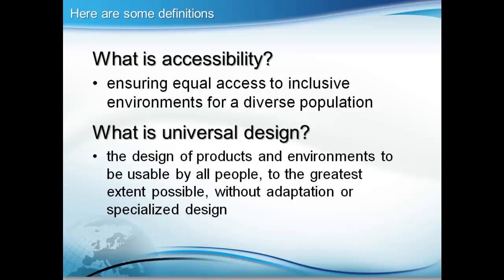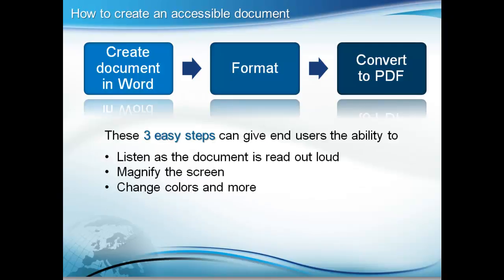Universal design is a little bit of a broader definition, making sure that everything we create can be used by all people to the greatest extent possible. So really there's only 3 steps involved: creating a document in your word processor, formatting it in a special way, and converting it to PDF. And just by doing those 3 things, you will give your audience or students the ability to listen to the document read aloud, magnify the screen, change colors, etc.